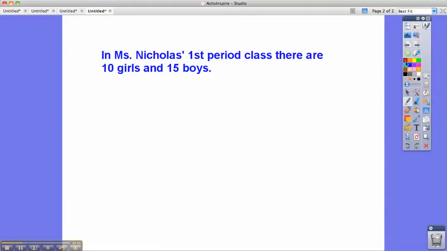So let's look at this problem. It says, in Miss Nicholas's first period class, there are 10 girls and 15 boys. So we want to write a ratio to compare girls to boys. Notice I said I want to compare girls to boys. This is important because you want to make sure that you write your ratio the right way, because sometimes they'll give it to you in one direction and then they ask you for the ratio a different way.